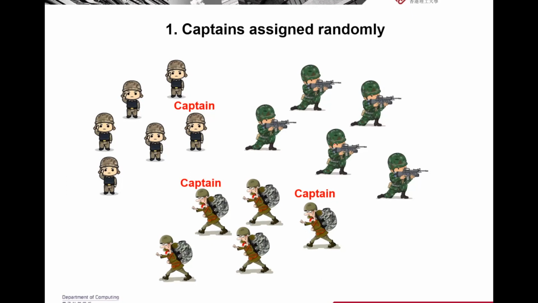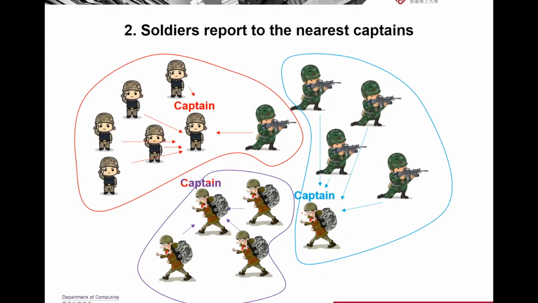You're going to generate 3 groups based on their features in the feature space. In that case, you pick up randomly. You can randomly assign 3 of them. Let's call them captains. 3 captains there. After the assignment, the other samples are going to report to their nearest captain.